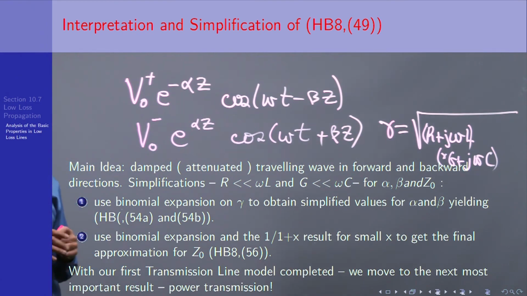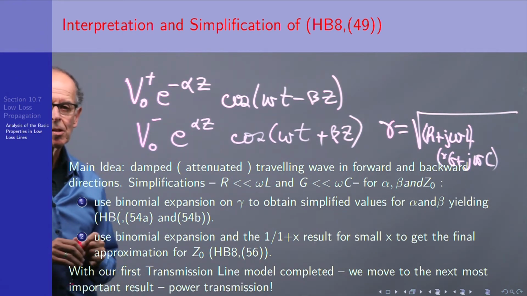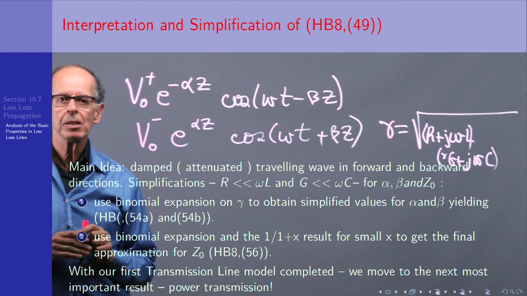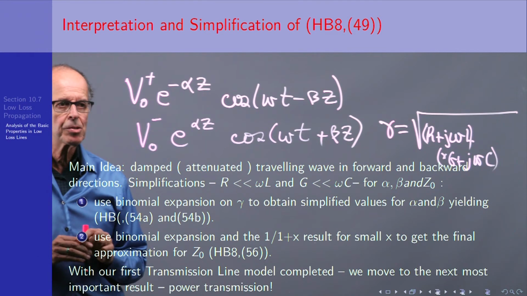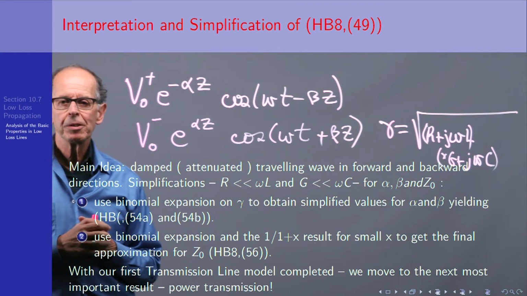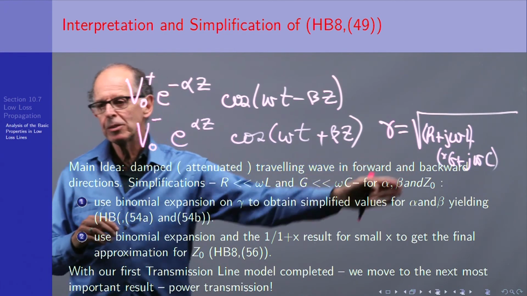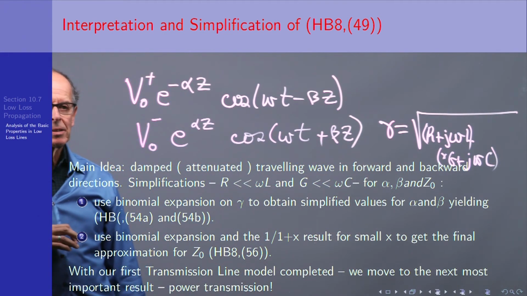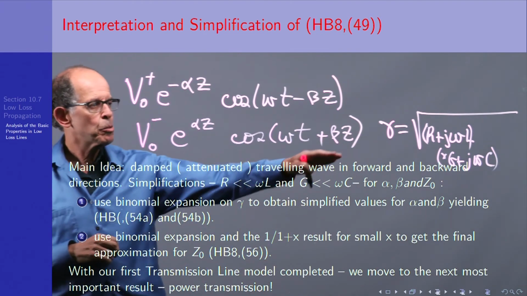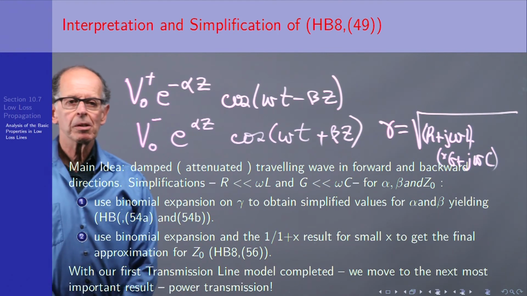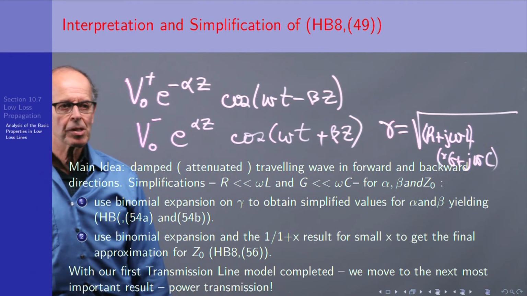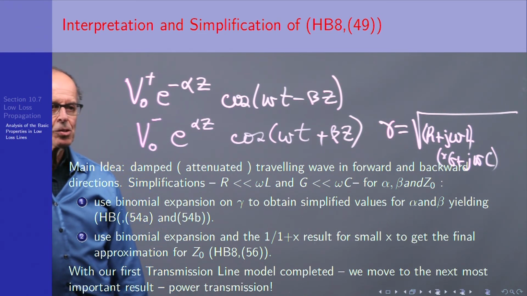And in the low loss case, R is much less than omega L. G is much, much less than omega C, so we take things apart piece by piece. And first of all, for alpha and beta, we use a binomial expansion on that and expand it out, keeping the first couple of terms. And for Z, which has the ratio of those square rooted, similar idea, but we're going to also have to use the expansion of 1 over 1 plus x. And that gives us the equations listed.